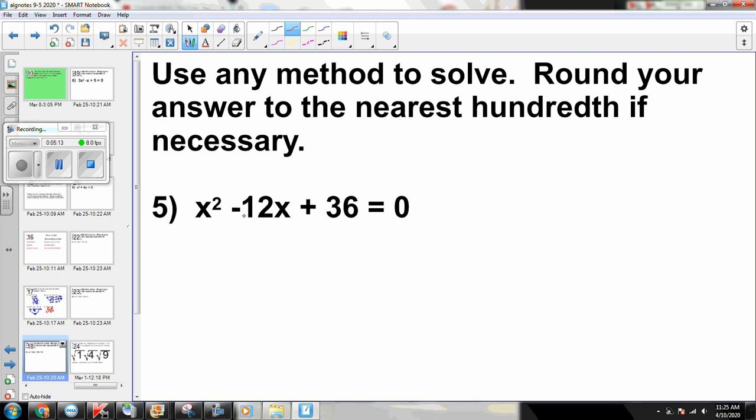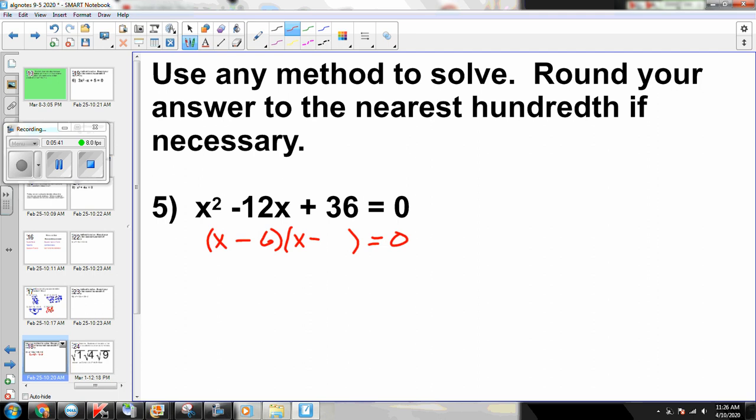So I don't want to graph because I don't have a graphing calculator. So I'm going to try factoring for a minute. Let's see, what can I multiply to get x to the second? That would be an x times x. What multiplies to positive 36 that adds to negative 12? Well, if it multiplies to positive 36, these both have to be plus or both have to be minus. But since it adds to a negative 12, they both have to be minus.